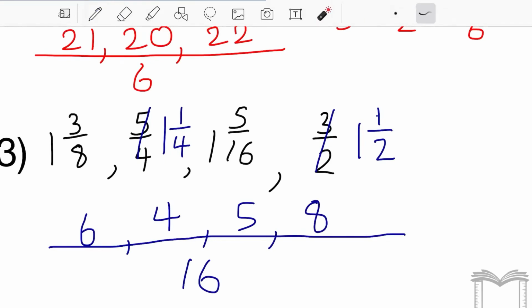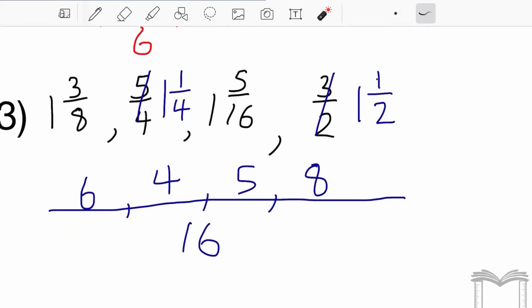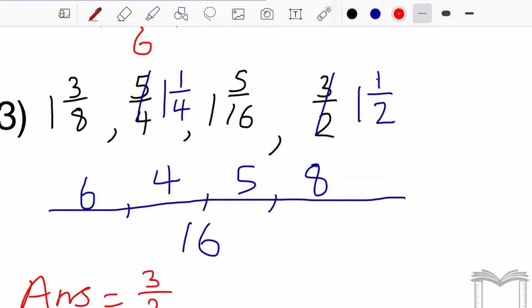So this will be the largest, followed by this, then this, then this. So we must put back the original fractions that they gave us. So notice I put back the 3/2, not the 1.5.